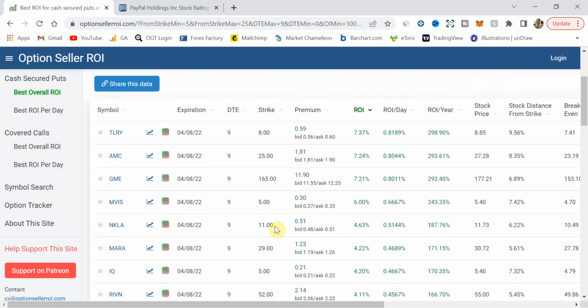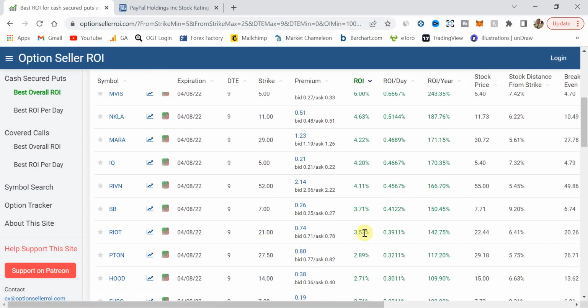So the way I like to use this, right, is not so much on the strike price. Because let's say I am interested in Tilray, which I'm not. I'm still going to get a good return on my investment going at the $7, the $6, the $5, etc. So I don't really care about the strike price. All I know is that if I see something on here like Riot, 3% return at the 21 strike, I can probably get 2% return doing the $19 strike.